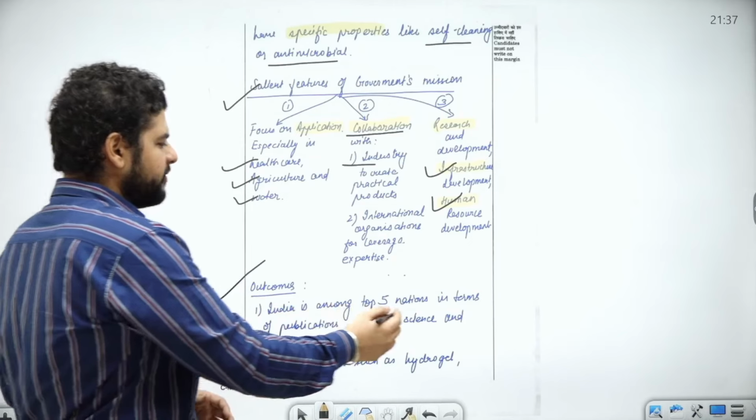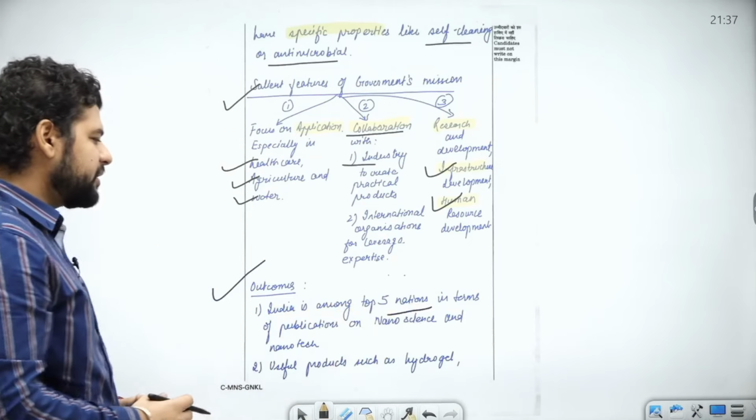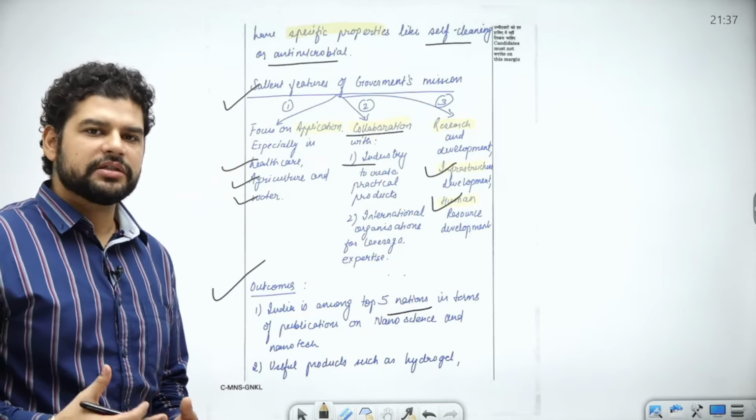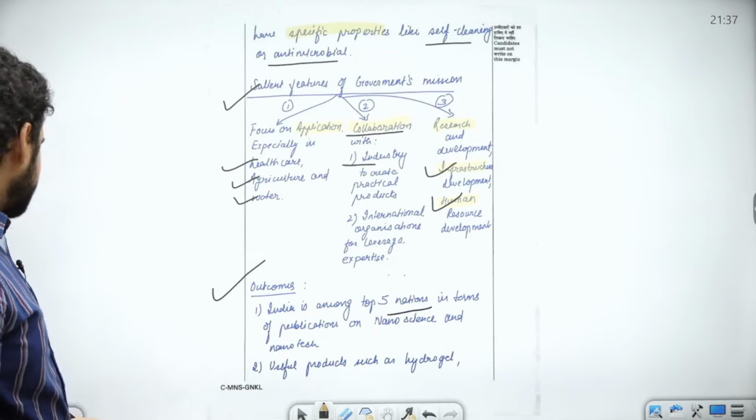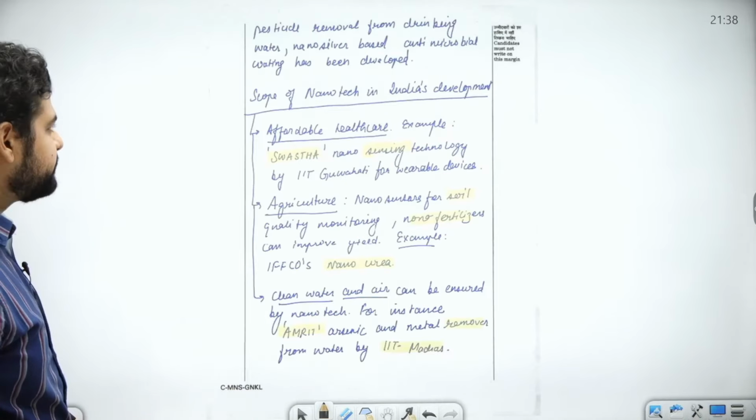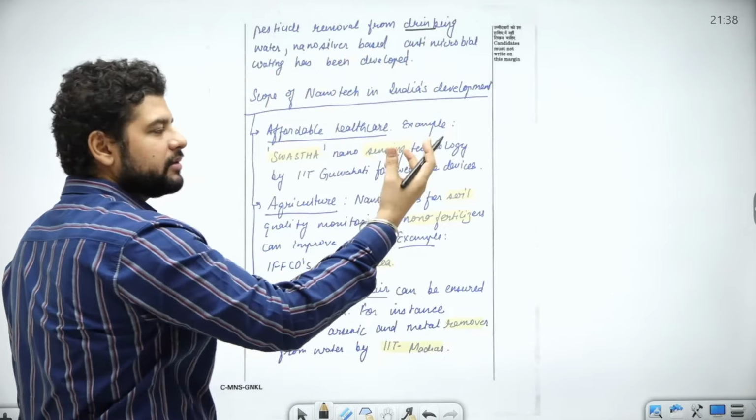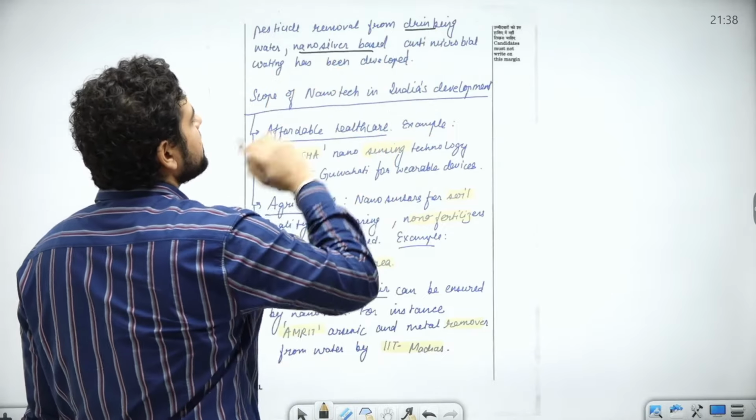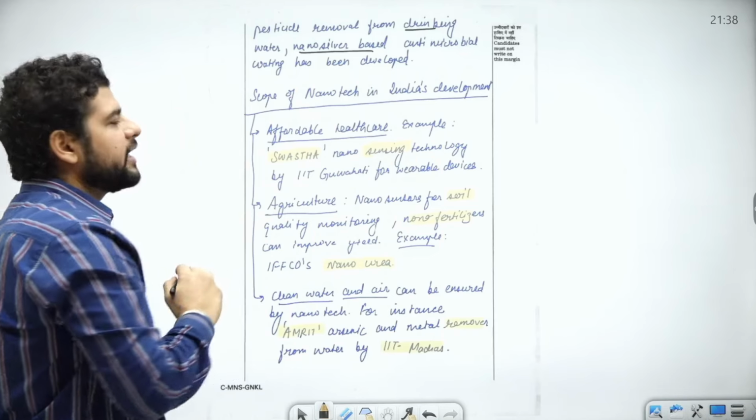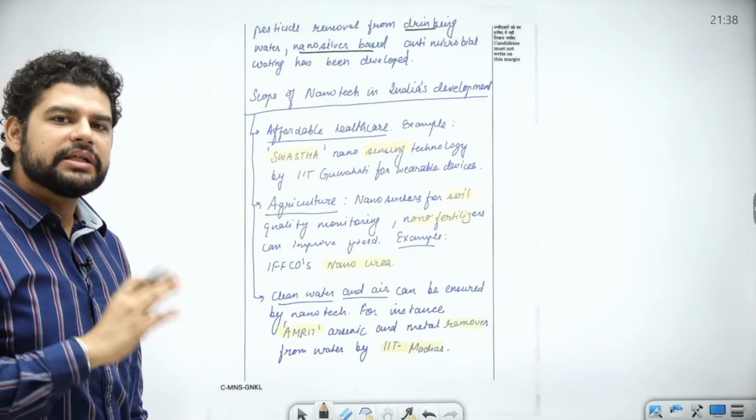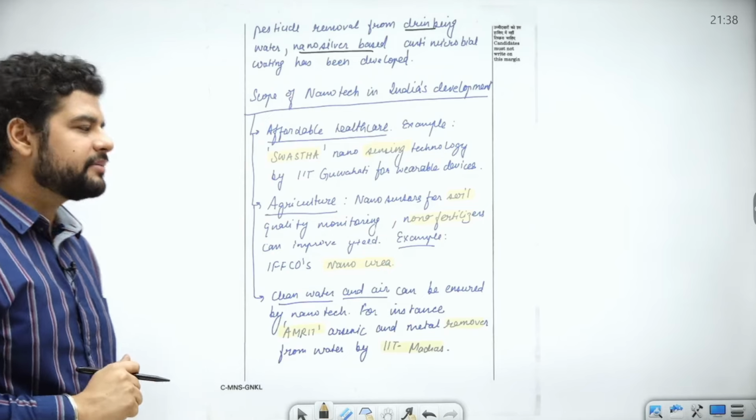India is among top 5 nations now in terms of publications on nanoscience and nanotech, which shows that a lot of research is going on. Useful products have been developed like hydrogel, pesticide removal from drinking water, right? Nano silver based antimicrobial coating has been developed. So all these things are outcome because of the research done under the program, right?